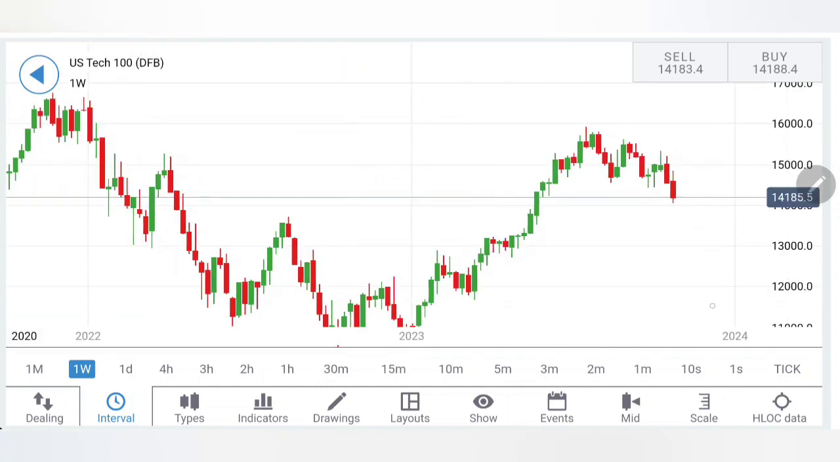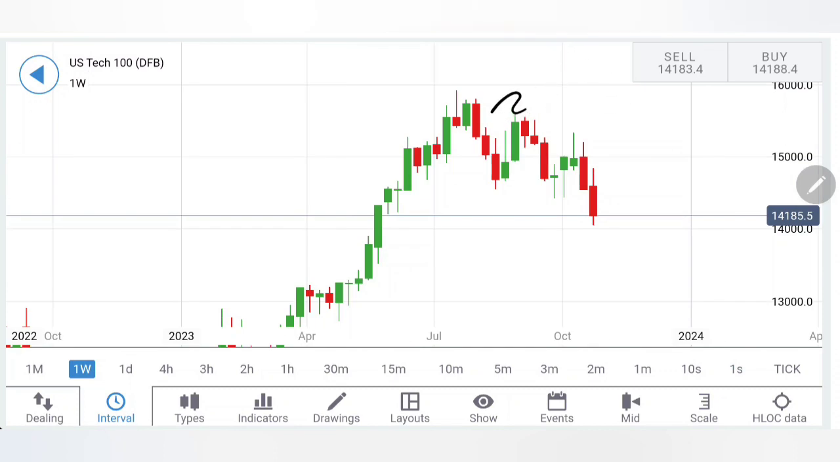Now let's have a look at the weekly. Likewise on the weekly charts, if you look at the formation: the drop, the retracement, lower highs, the drop, lower lows, and the retracement, lower highs, the drop here, and this is almost at the bottom. So can we expect it to retrace from here, or is it going to give a breakout?